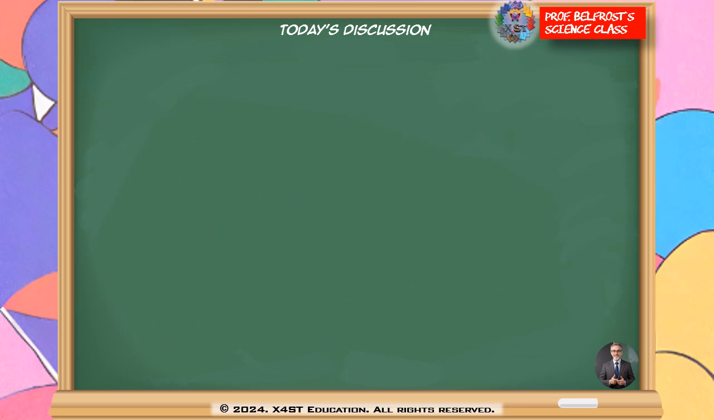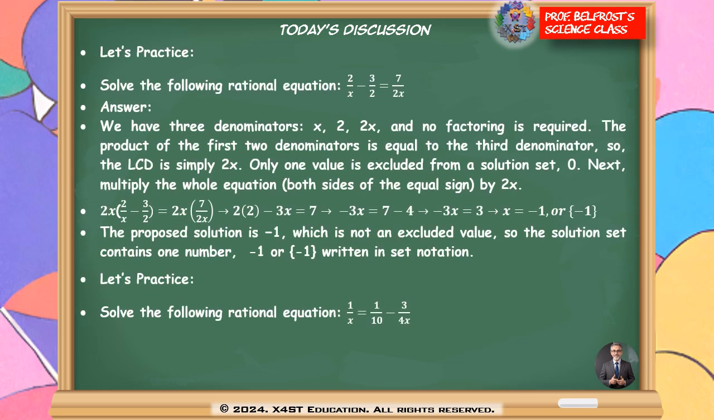So let's practice. First, solve the following rational equation: 2 over x minus 3 halves equals 7 over 2x. Now find the LCD of the denominators, which are x, 2, and 2x. It's very clear that the LCD is 2x, right? So you just need to multiply both sides of the equation by 2x. It gives us 4 minus 3x equals 7, which gives us the only solution, x equals minus 1.